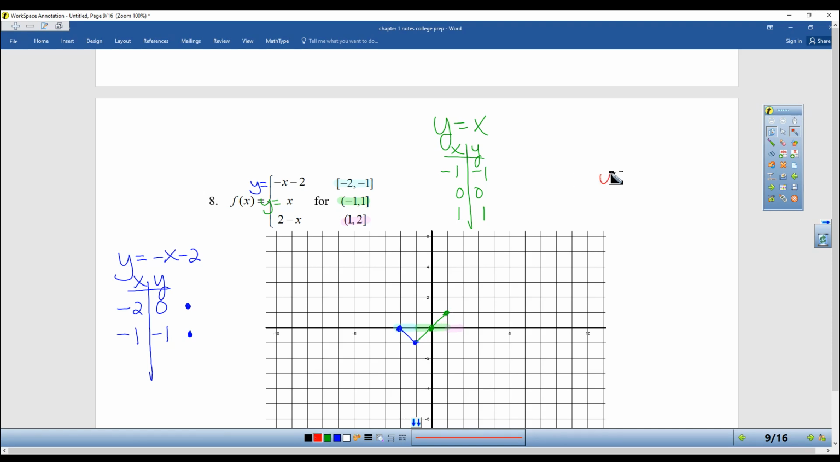Last one, y is equal to 2 minus x. For many of you, you might like to see it as negative x plus 2. So it should have a downward slope and it should cross the y-axis at 2. Except that it's not going to cross the y-axis because I only want to go from 1 to 2. The endpoints are what I would put on my table. At 1, you get 1, and at 2, you get 0. This is an open circle and this is closed. But I already have a closed circle at 1, 1. Rock, paper, scissors, closed wins. It looks like that.